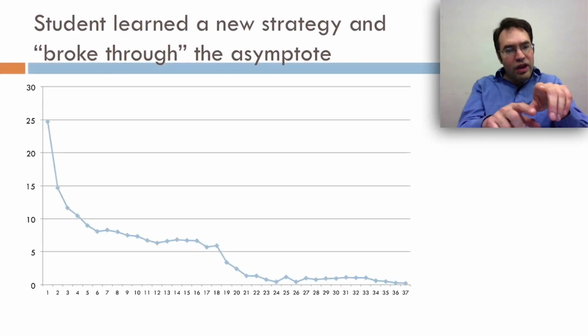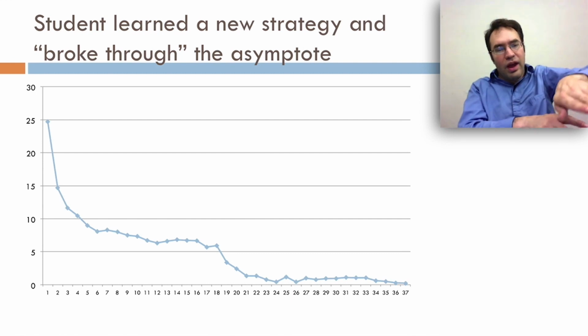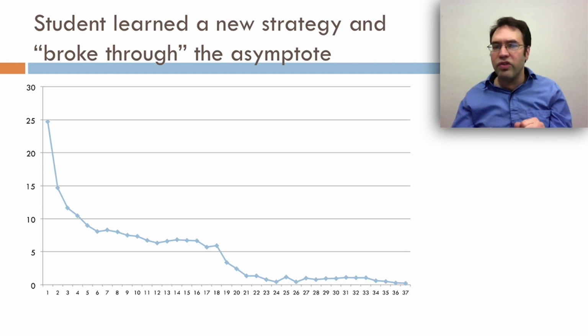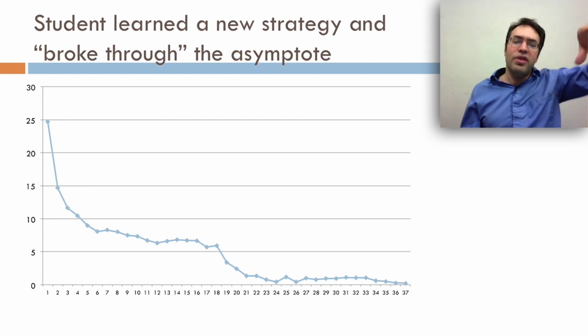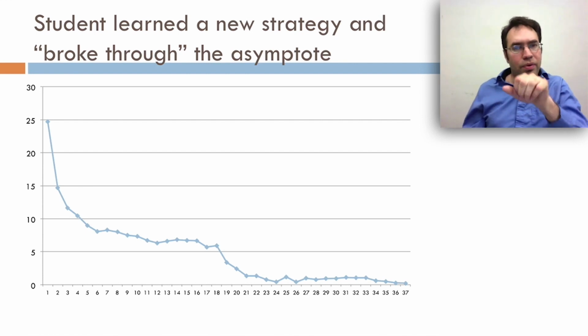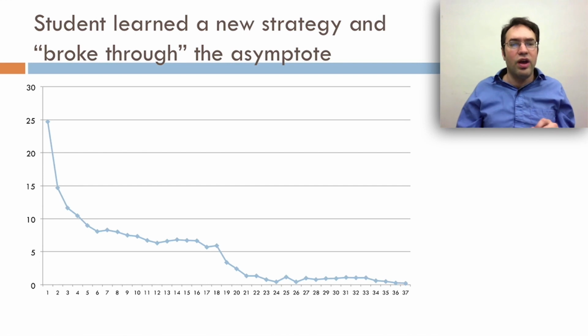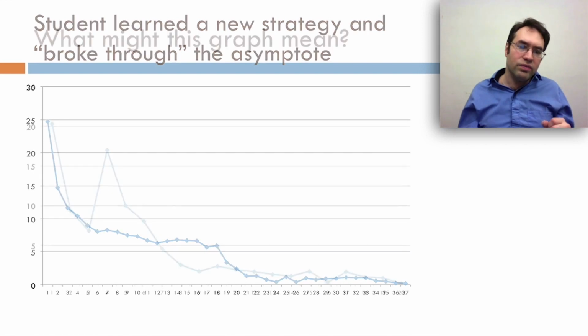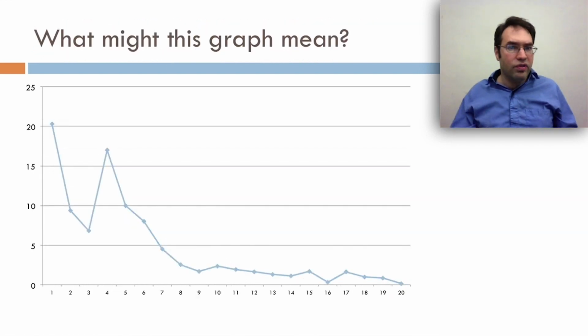What probably happened is, take a look at where it goes down, then flattens out at the asymptote. It looks like we're in another case of the student having learned, but then suddenly it jumps down again. What probably happened here is the student learned a new strategy and broke through the asymptote, like the Fosbury flop, or like learning a new strategy for division. How about this graph? What does this graph mean?